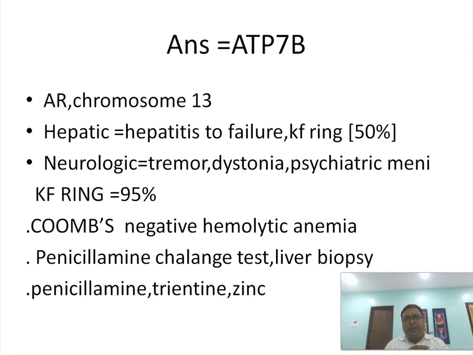Neurological manifestation could be tremor, dystonia, psychiatric manifestation. Hematologically, we can get Coombs negative hemolytic anemia. This we have to remember. Then for investigation, there is the penicillamine challenge test and liver biopsy. And treatment could be penicillamine, trientine and zinc.